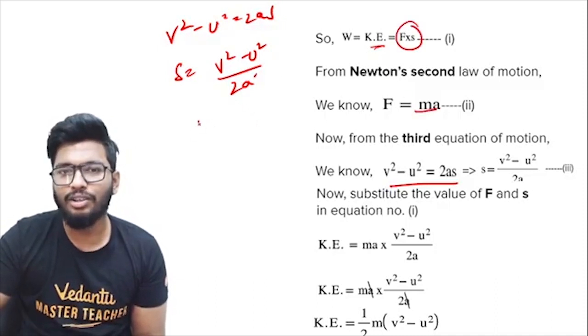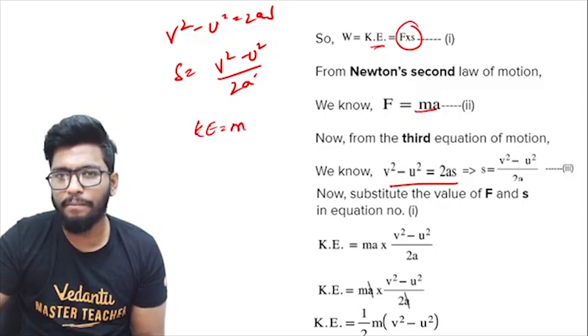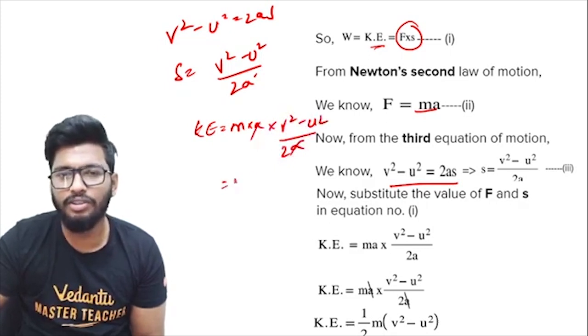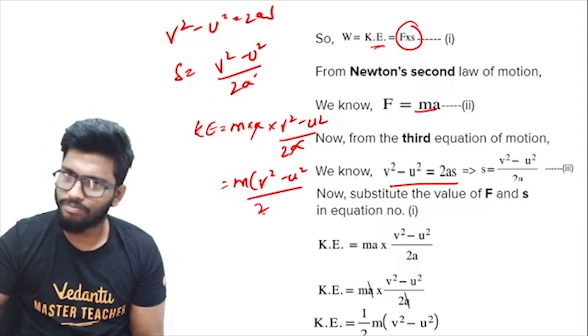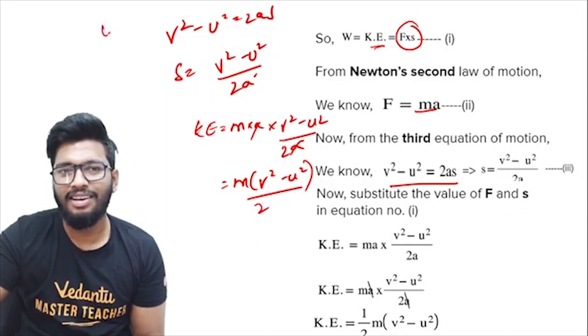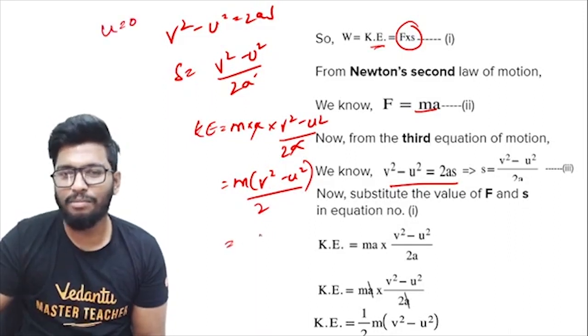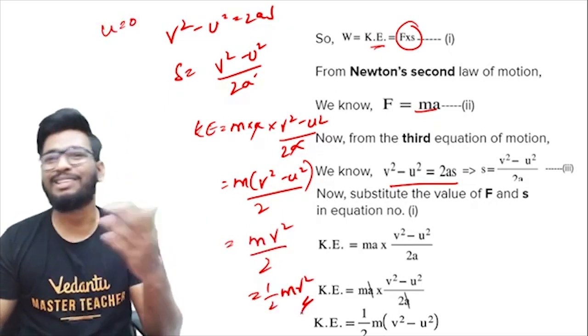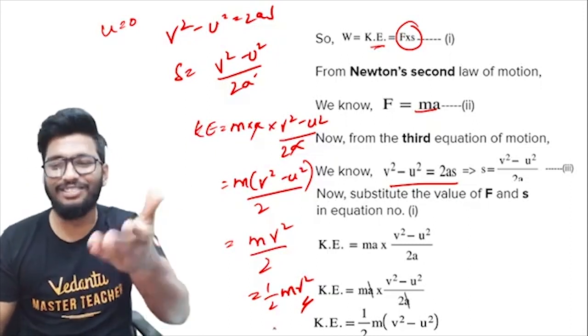So what are you going to get? Kinetic energy is equal to m into a into v square minus u square divided by 2a. a gets cancelled. So what are you left with now? m into v square minus u square whole divided by 2. Now here's the thing, guys. You know that the initial velocity is 0. Remember, the ball was initially in the state of rest. So multiply m inside. What do you get? m into v square divided by 2. In other words, half mv square is what you get, because the initial velocity is 0.